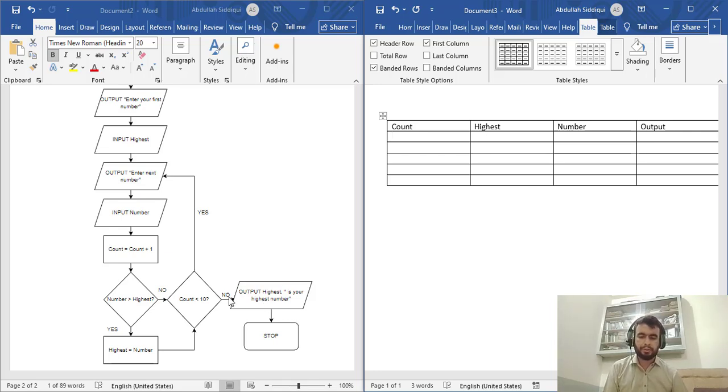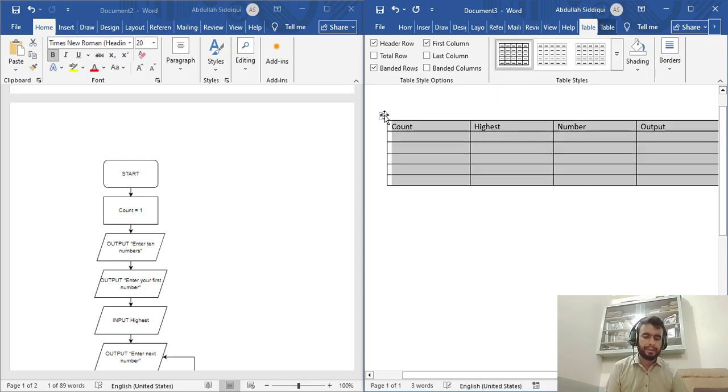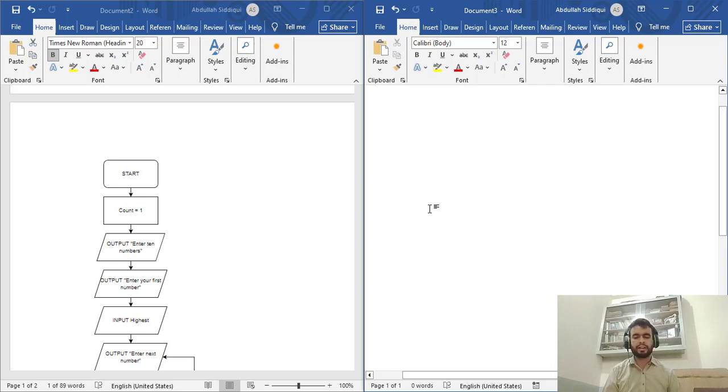So let's execute this flowchart with the help of test data. First of all, we have to create a table for our trace table. To decide the number of columns and number of rows inside the trace table, first of all, we have to check the number of variables, what the variables are and what the outputs are, and we have to check the number of iterations on the basis of which we are going to create our table.